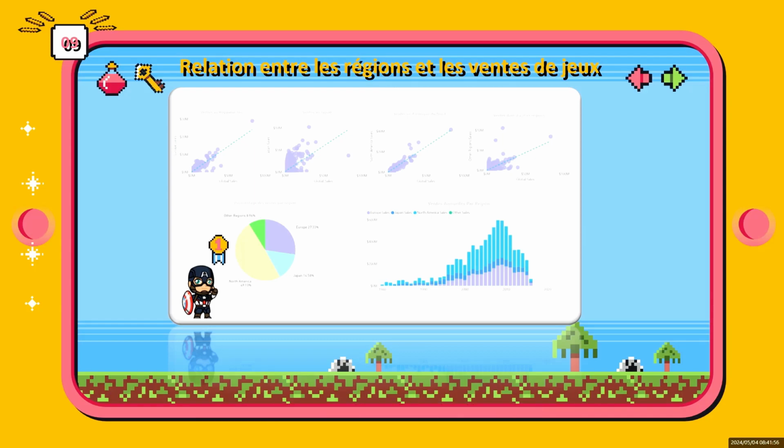The pie graph also proves our point that North America has the highest sales, followed by Europe. Secondly, by looking at the bar graph, we can see that sales in North America and Europe are growing very fast, especially around 2008, but the sales in Japan have almost not changed.